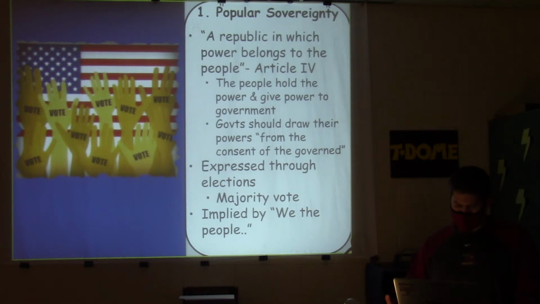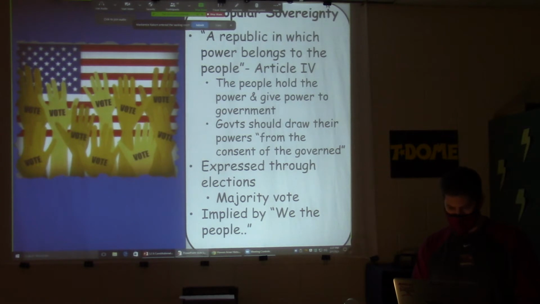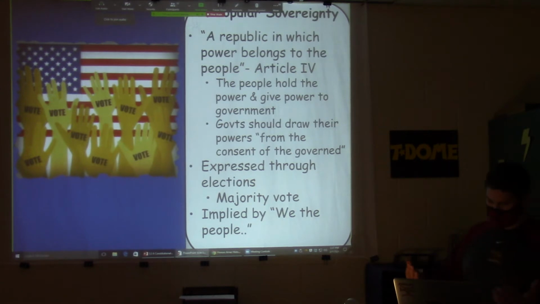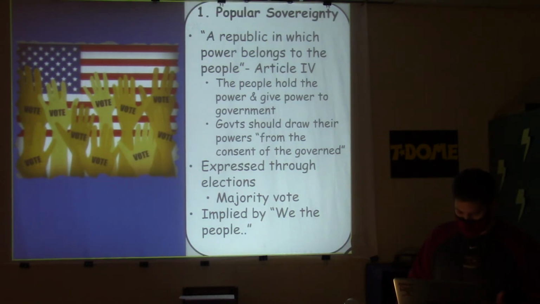The weird thing is, and I've said this a couple times, society and the people, they change faster than the government. So our ideas and everything like that, it's a trickle down. So it starts grassroots, and then it becomes something else as you get higher and higher up into government. Government's going to change pretty much a lot slower than society. Governments should draw their powers from the consent of the governed. That's another thing that's mentioned in Article 4. So it's expressed through elections, majority vote, and it's all implied by the first 3 words of the Constitution, we the people.